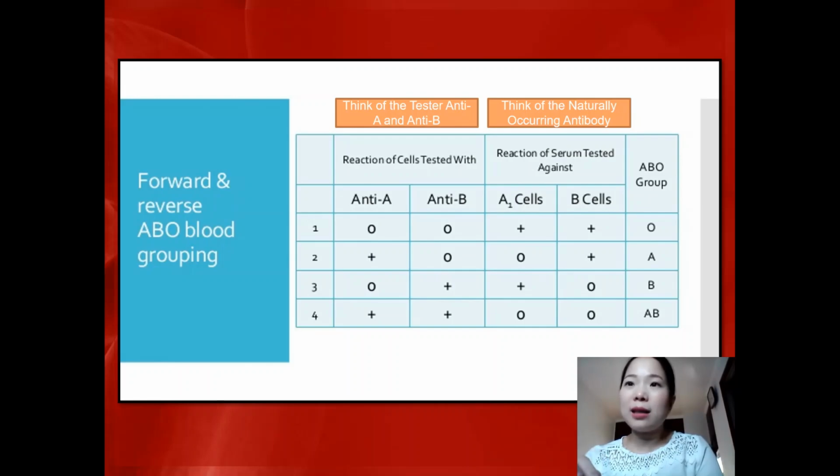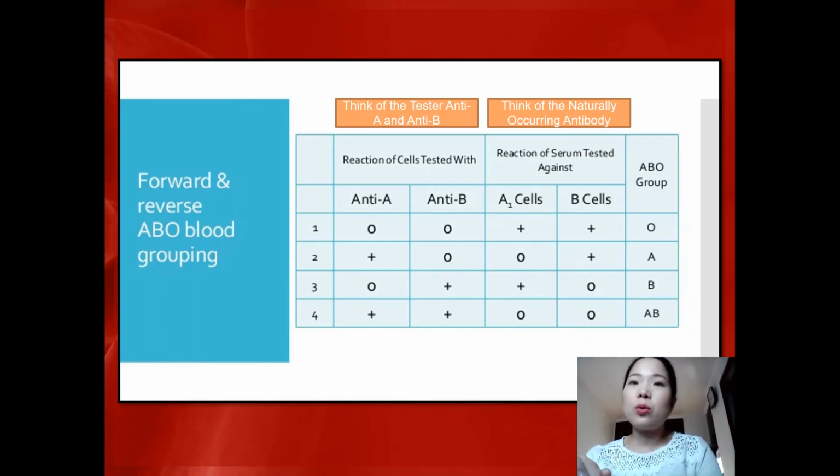What you will do is you test with a tester anti-A and anti-B. This is not the naturally occurring antibody that we have just talked about in the previous slides. These are testers. So, for example, if you have an anti-A and it agglutinates with the red blood cell, it means that this red blood cell has an A antigen. Okay, so that is its meaning.